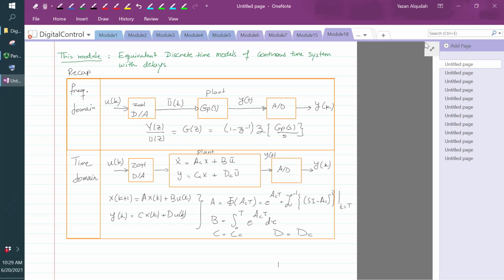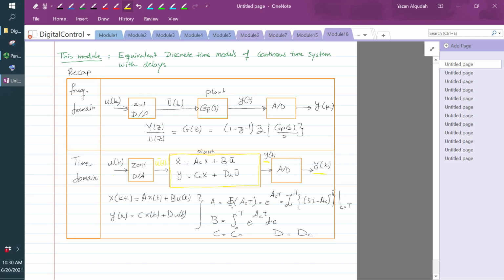And in the previous module, we looked at how to do it in the time domain. If we have the state space representation, so this is our plant here, that relates the output y of t to the input u of t, or u bar of t, and if I want to get the state space representation that relates y of k to u of k, then I can get it using the expressions that I have here.